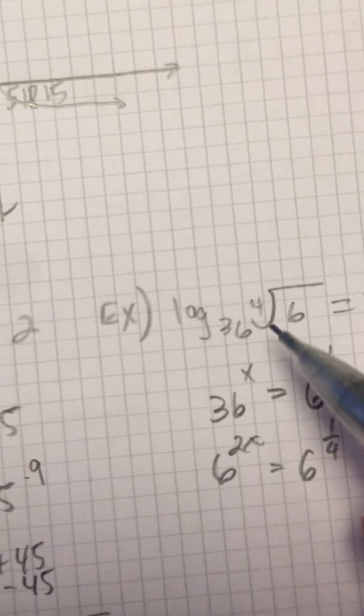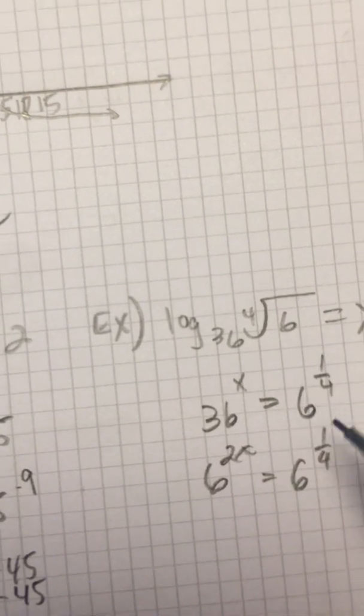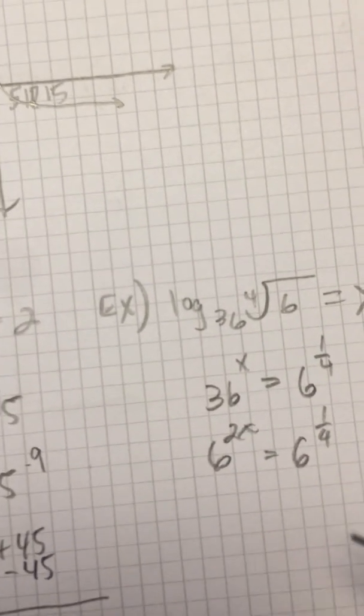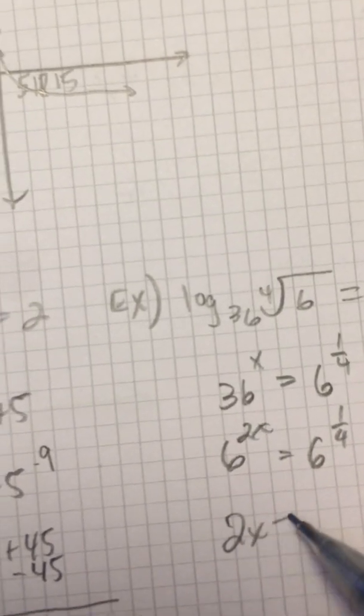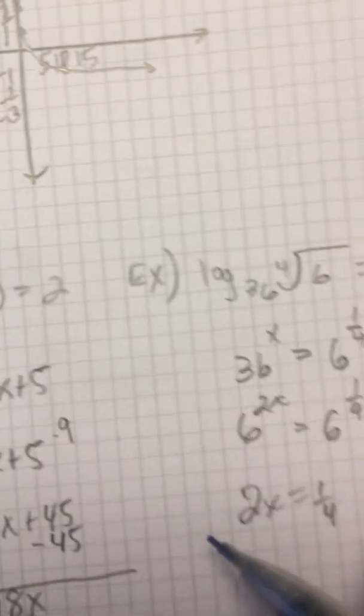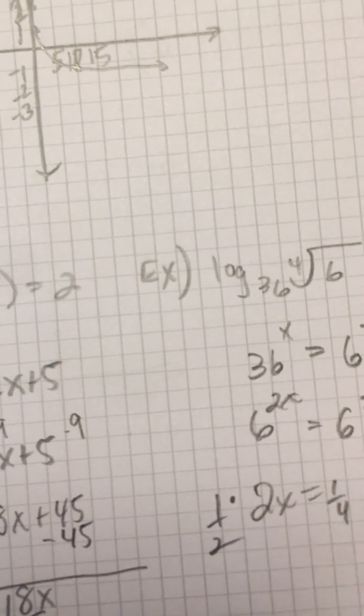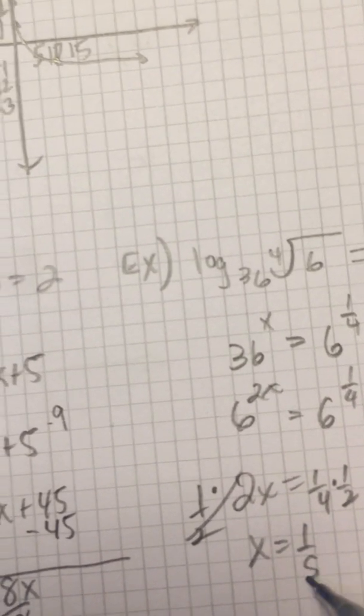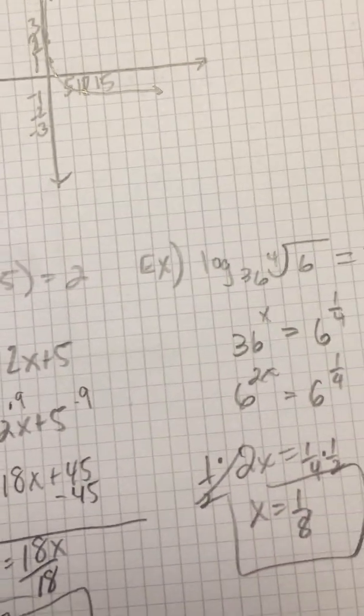And this you should know. The 4th root of 6 is the same thing. Rational exponents, last chapter. That becomes a 1/4. Same base, set the exponents equal. 2x equals 1/4. I'm going to multiply both sides by 1/2. And then I get x equals 1/8. So there's our solution there.